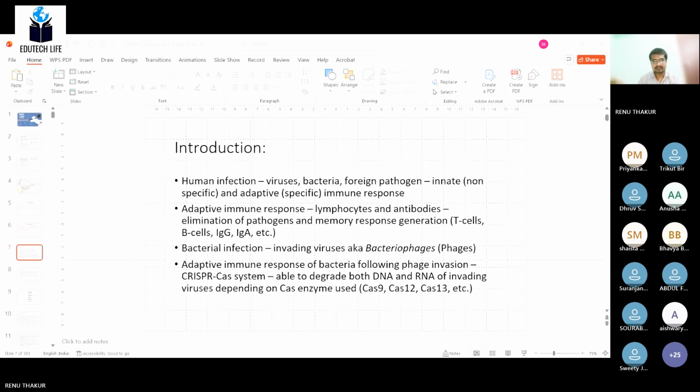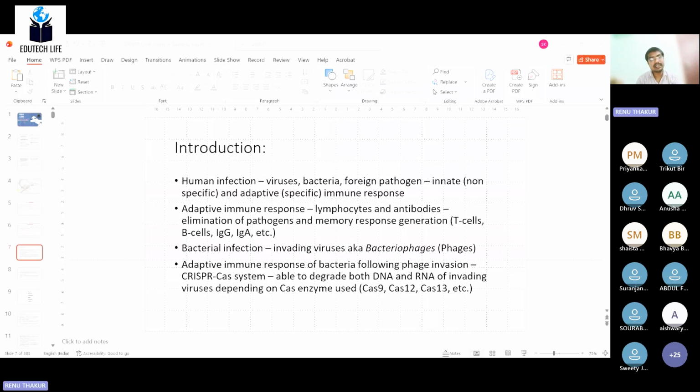Then epithelium. Very good. Sweat glands, mucous membrane, followed by salivary glands and saliva. These are the various primary innate immune systems in our body itself.